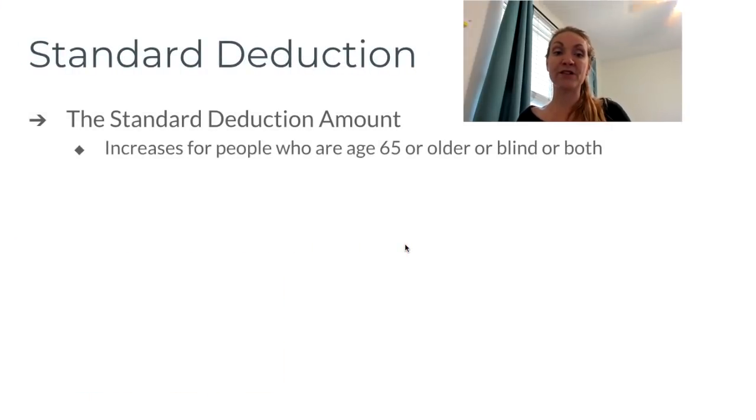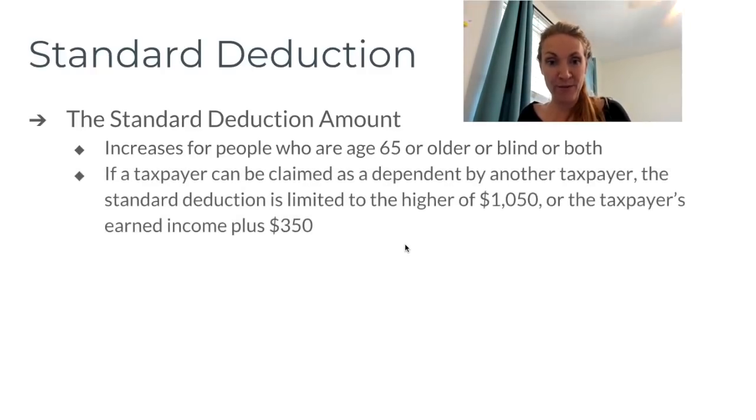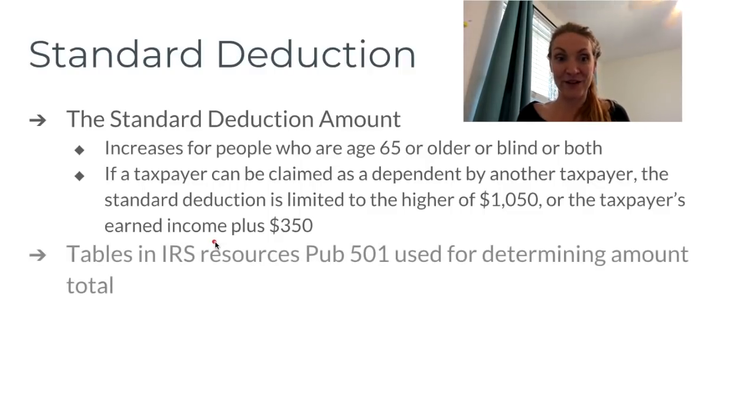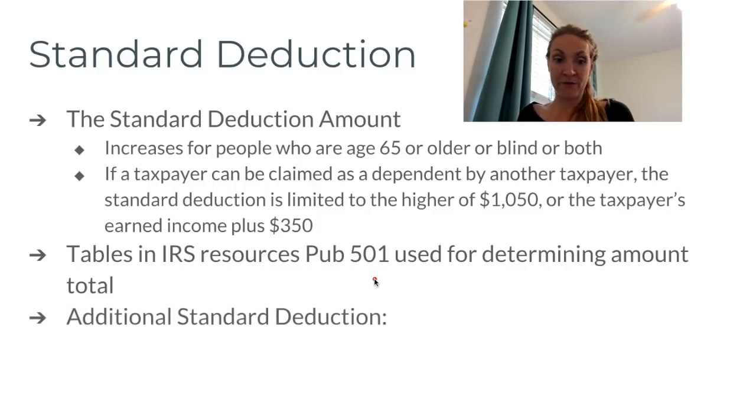So the standard deduction amount also increases for people who are 65 and older, or blind, or both. If they're both, they get more as well. Now, if a taxpayer can be claimed as a dependent by another taxpayer, their standard deduction is going to be limited to the higher of $1,050 or the taxpayer's earned income plus $350. And that's because in the past they were a dependent of another person. Tables in the IRS resources, you can look at Pub 501 for all of this information that we're covering.